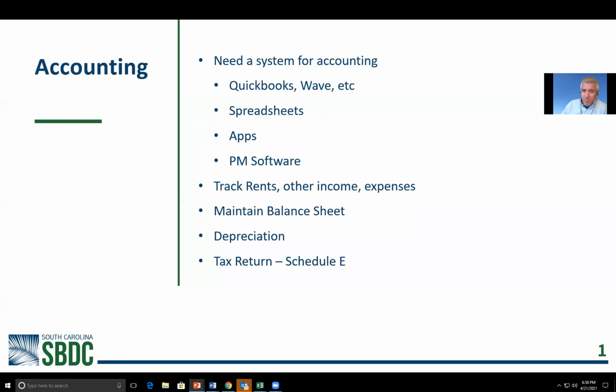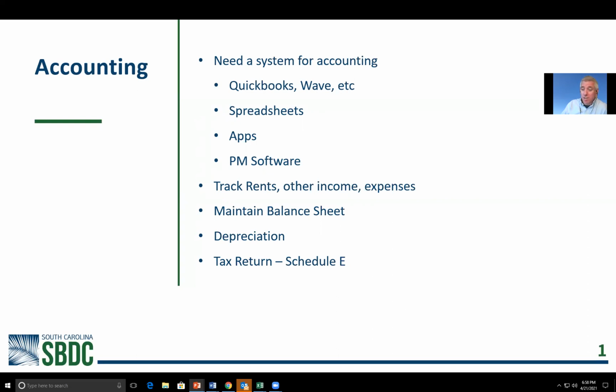So I mentioned accounting right off. You need some form of accounting. QuickBooks is great for it. There's a free accounting software called Wave Apps. You can do it in spreadsheets. There's other apps out there. There is specific property management software, which is really good. It's just you need to be doing a lot of management to pay the prices that they ask for those pieces of software. But it's worth looking into them. You get trials and stuff like that.